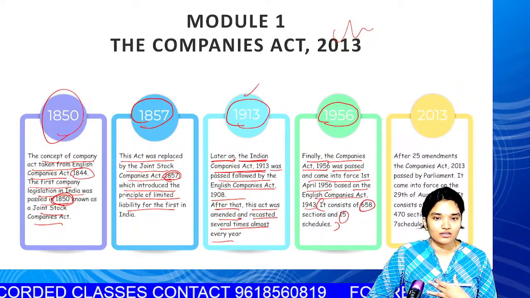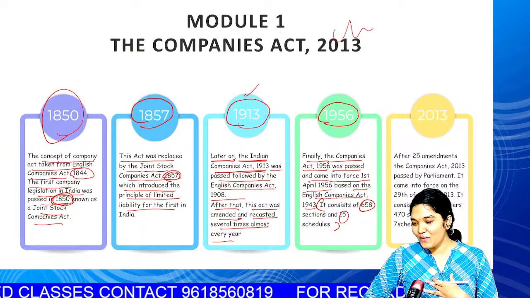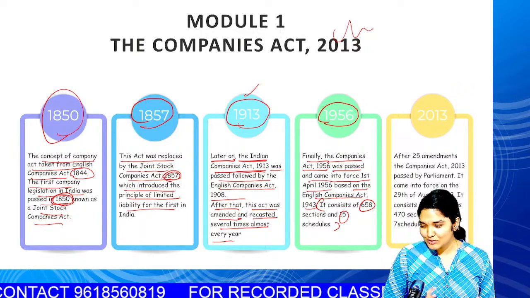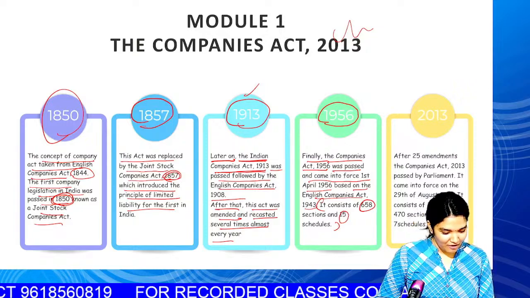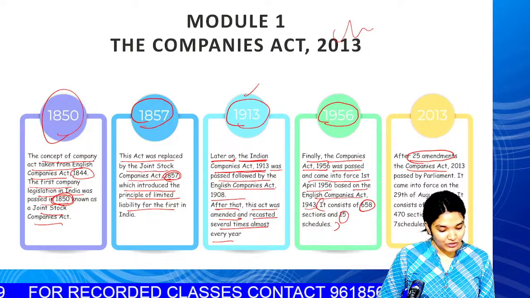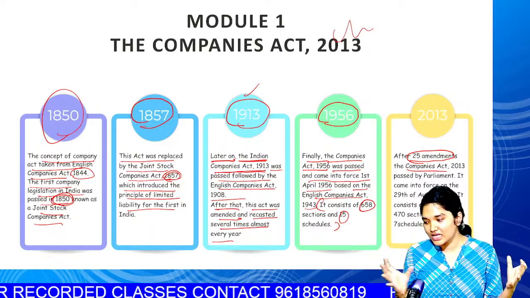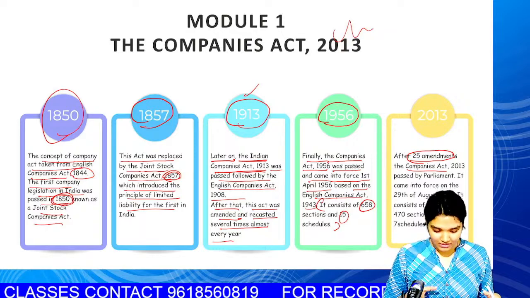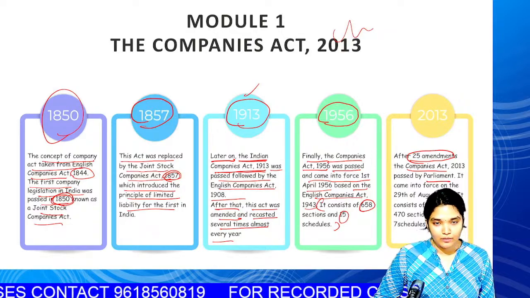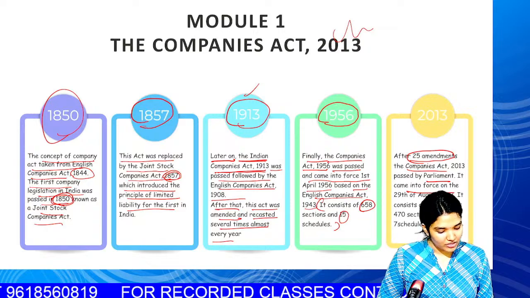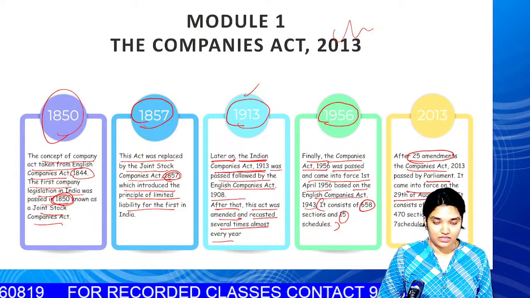Oh my God. So people who studied law before 2013 used to study this many sections and schedules. But after around 25 amendments to the Companies Act 1956, a new company law evolved, the one we are studying now, the Companies Act 2013, which was passed by the Parliament like every law. It came into force on 29th August 2013.